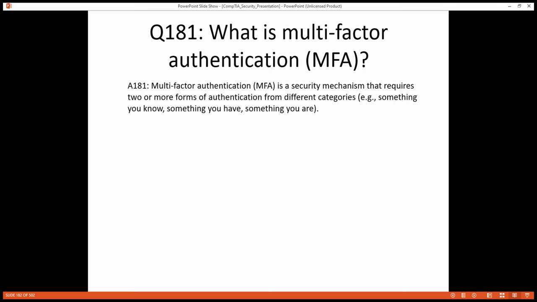Q181. What is multi-factor authentication, MFA? A181. Multi-factor authentication, MFA, is a security mechanism that requires two or more forms of authentication from different categories, e.g., something you know, something you have, something you are.